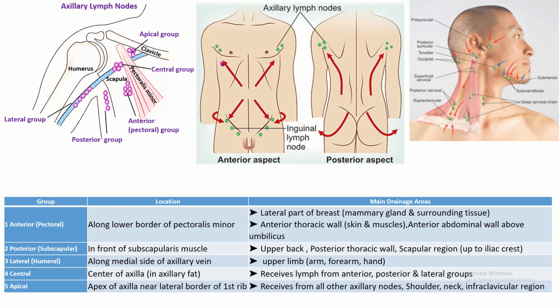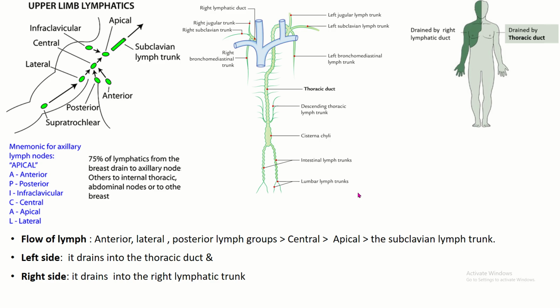All 3 lymphatic groups drain into the central group: anterior, posterior, and lateral. And from the central group, all the lymph goes to the apical lymph group. The apical lymph node receives all other axillary nodes and also receives drainage from the head and neck region.